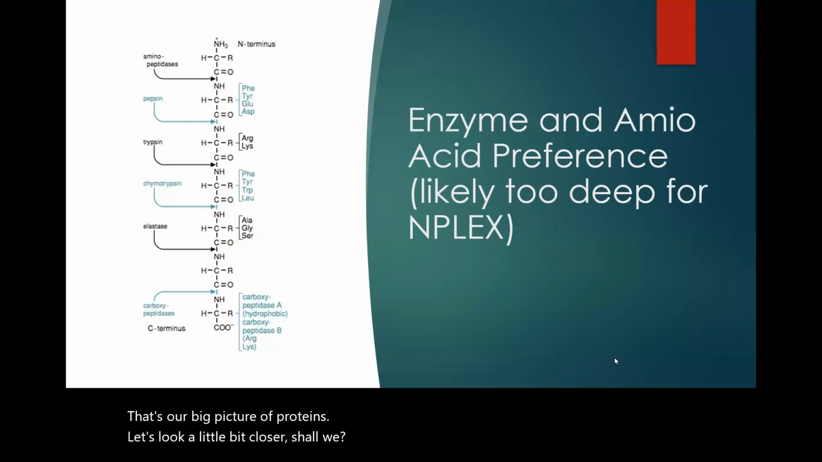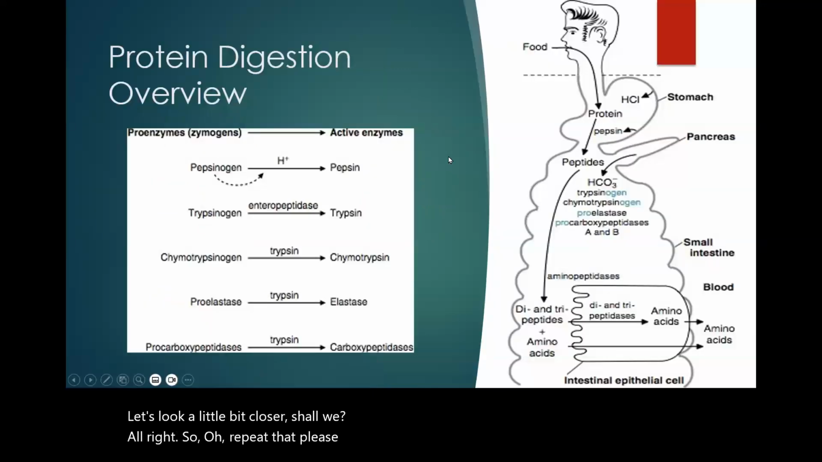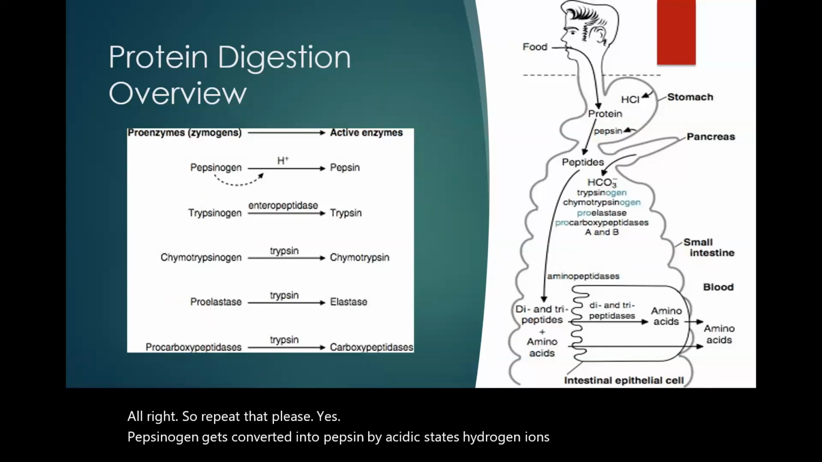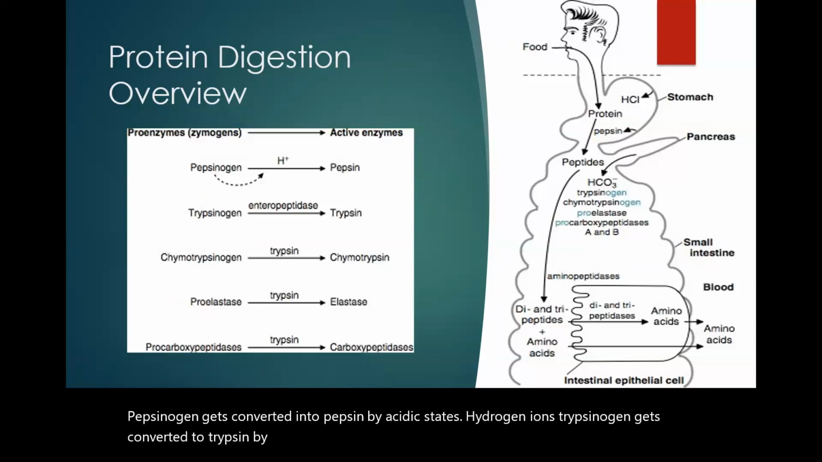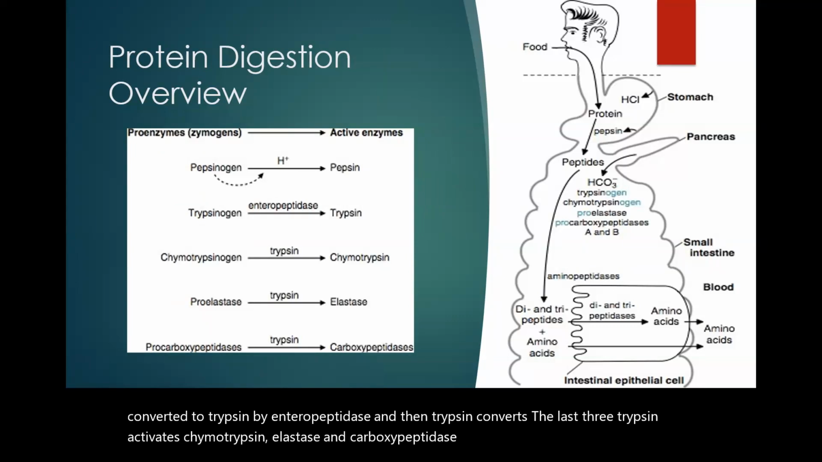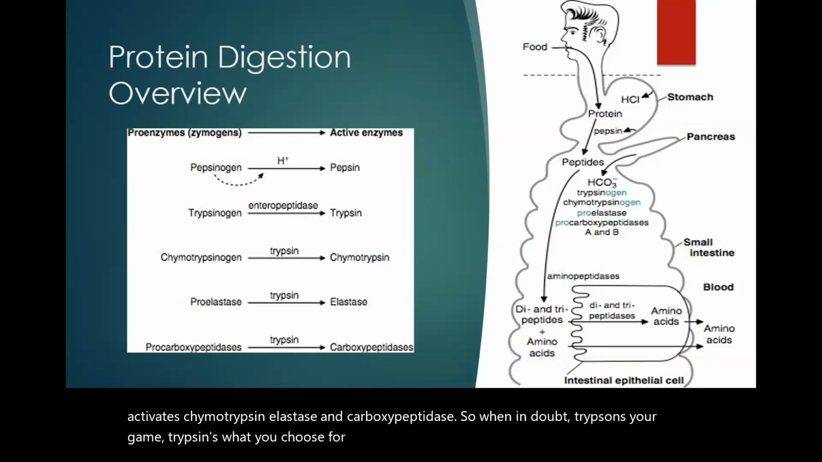All right. So, repeat that, please. Yes. Pepsinogen gets converted into pepsin by acidic states, hydrogen ions. Trypsinogen gets converted to trypsin by enteropeptidase. And then trypsin converts the last three. Trypsin activates chymotrypsin, elastase, and carboxypeptidase. So when in doubt, trypsin's your game. Trypsin's what you choose for the activator of your proteases or your protein breaker downers.